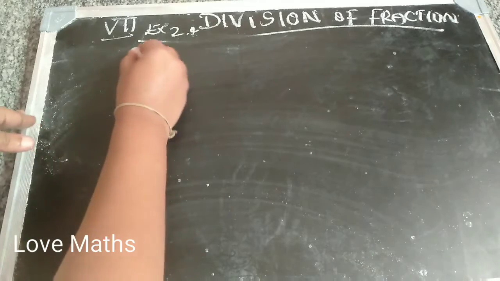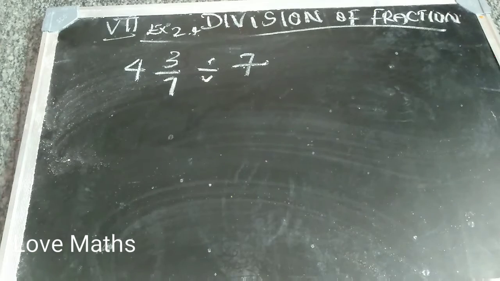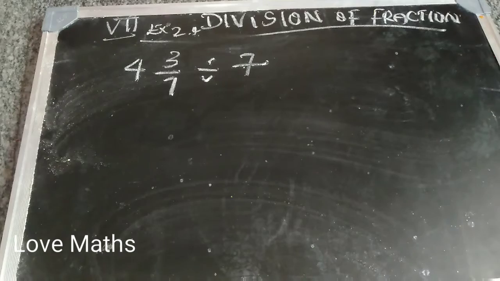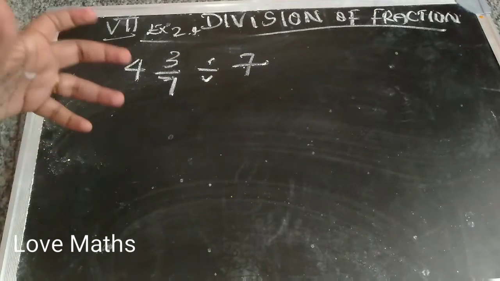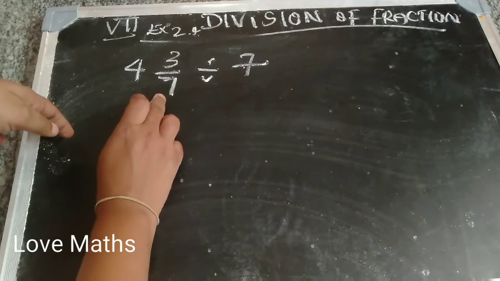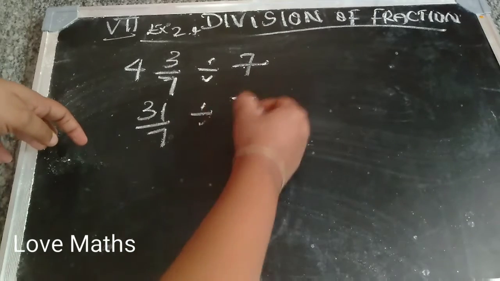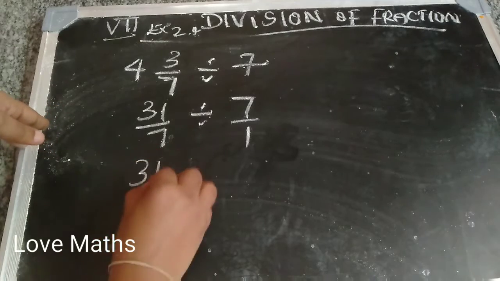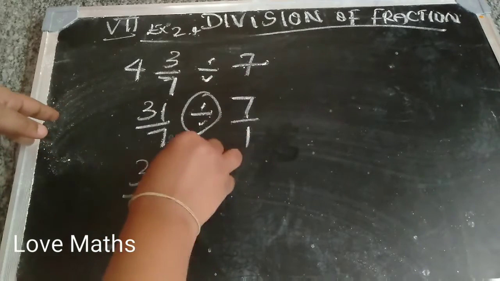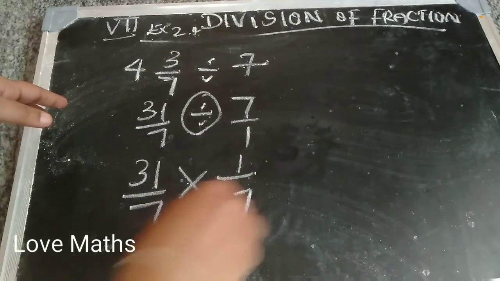Another model sum, for example: 4 3 by 7 divided by 7. This is also division, so you have to solve it as multiplication. First, as usual, this is a mixed fraction, so convert it to improper. 4 7s are 28, 28 plus 3 is 31 by 7. Divide 7: write it in fraction format, 7 is 7 by 1. Next, 31 by 7, this division I want to convert as multiplication, so I write the reciprocal. 7 by 1 reciprocal is 1 by 7.